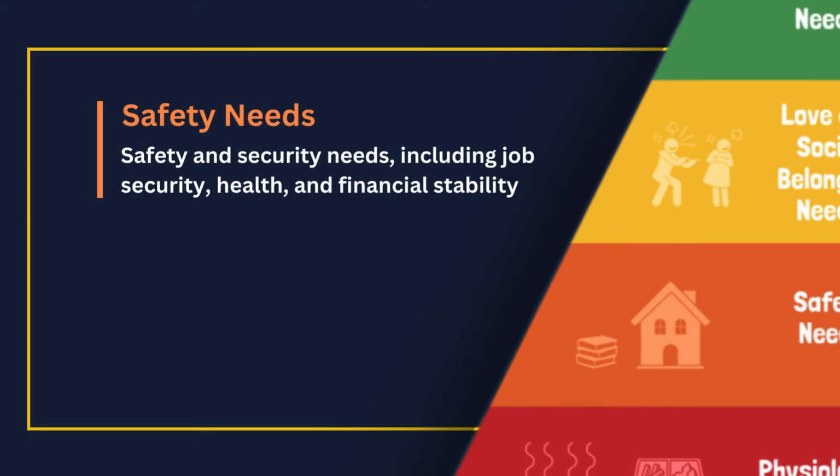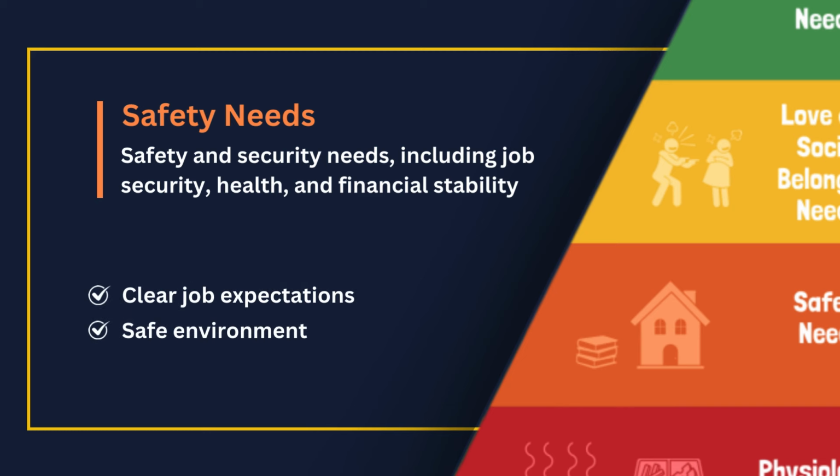The next stage of the model is safety needs. This includes the safety and security needs such as job security, health, and financial stability. At this stage, you must ensure you provide clear job expectations, a safe environment, and opportunities for development.